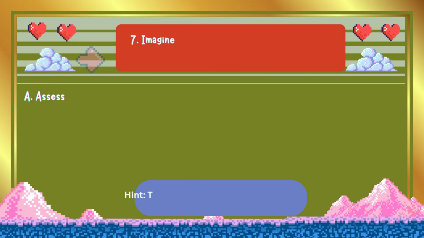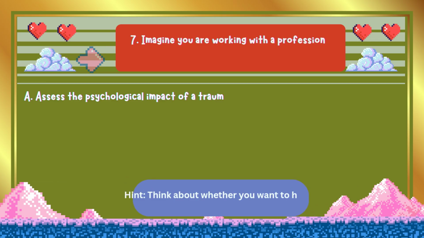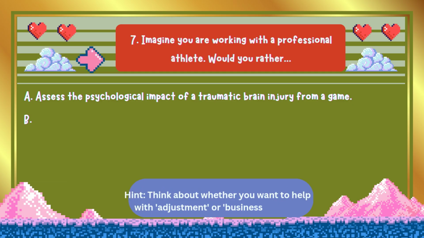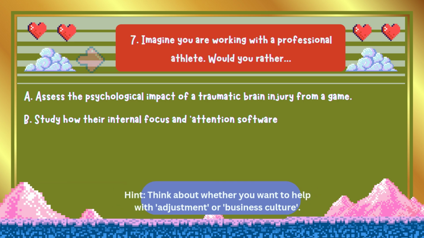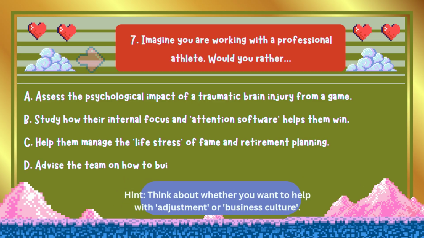7. Imagine you are working with a professional athlete. Would you rather A. Assess the psychological impact of a traumatic brain injury from a game? B. Study how their internal focus and attention software helps them win? C. Help them manage the life stress of fame and retirement planning? D. Advise the team on how to build a better group culture and leadership?